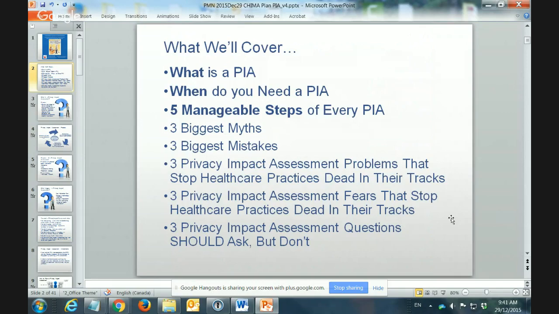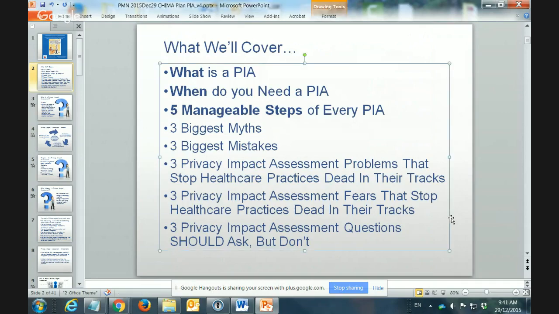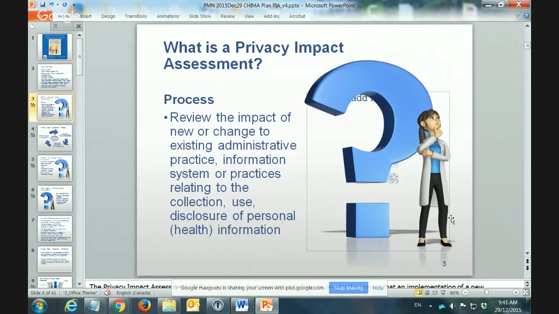So what exactly is a privacy impact assessment? The privacy impact assessment is a process that assists custodians to review the impact that an implementation of a new administrative practice, information system, or change to existing practices or systems relating to the collection, use, and disclosure of individually identifying health information may have on individual privacy. So it applies any time that we collect, use, or disclose information, and any time that we change the systems that are involved in that collection, use, and disclosure.